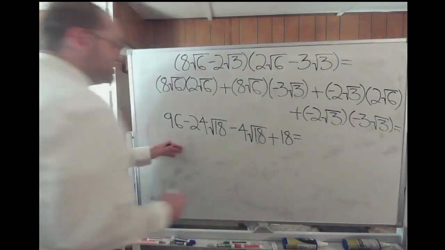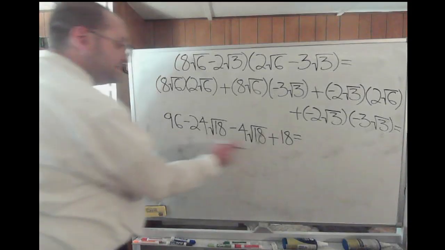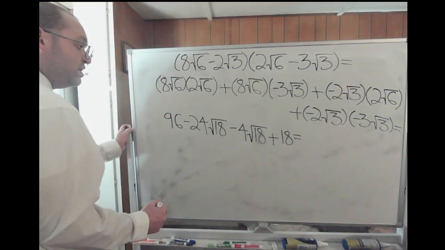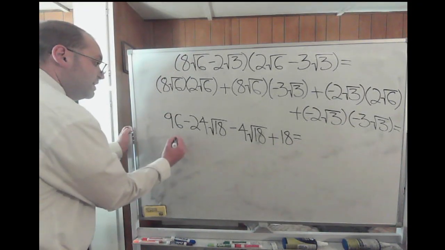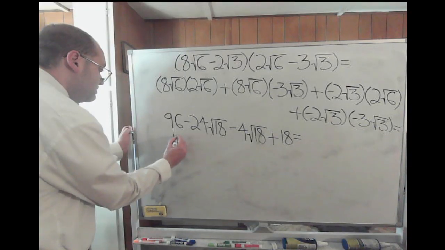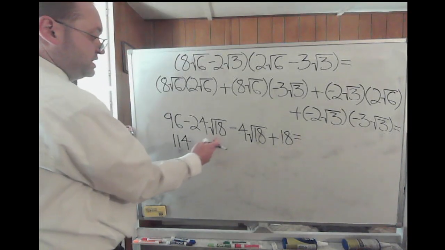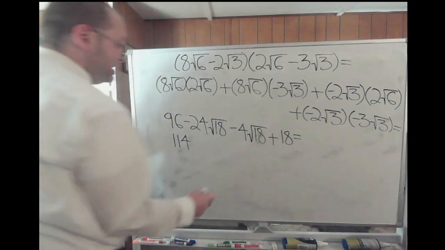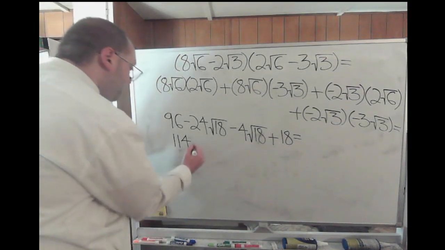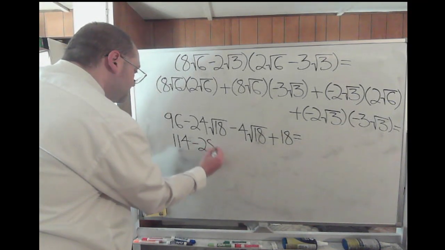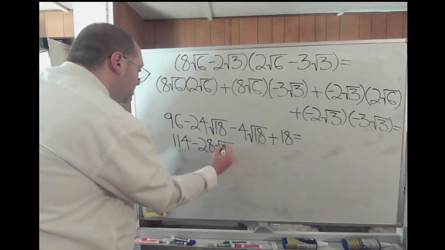All right, now we can start simplifying. So we have 96 plus 18. Well, that's going to end up being 114. So we have 114. Then negative 24 times the square root of 18 minus 4 times the square root of 18. That's going to be minus 28 times the square root of 18.